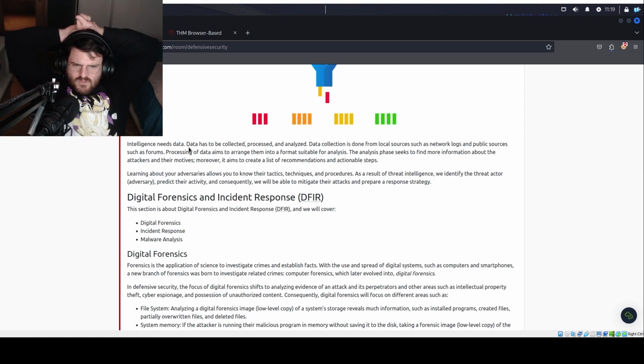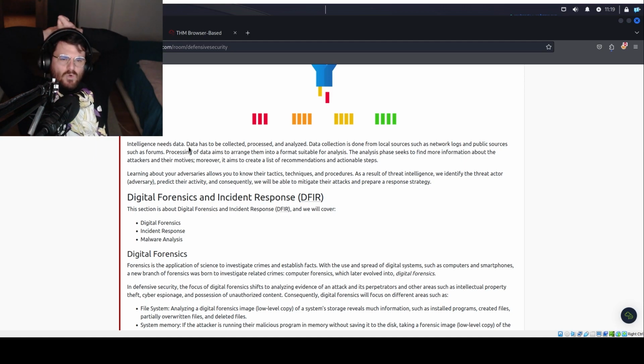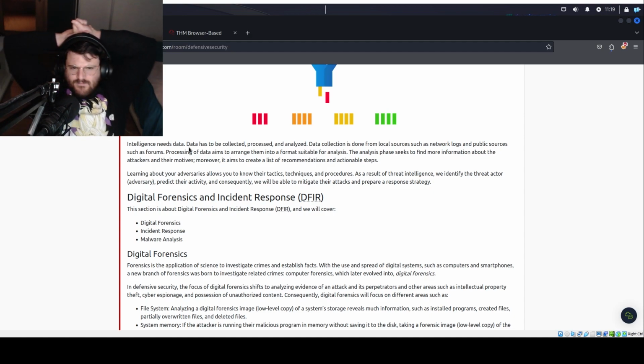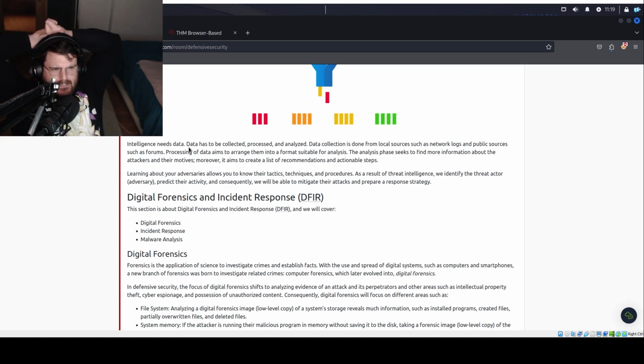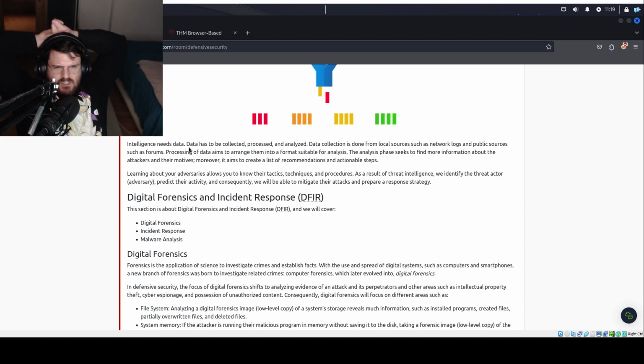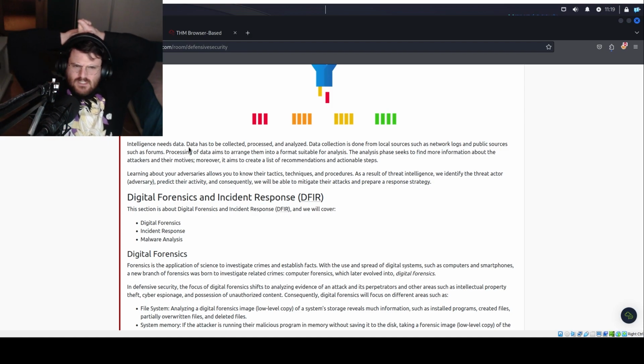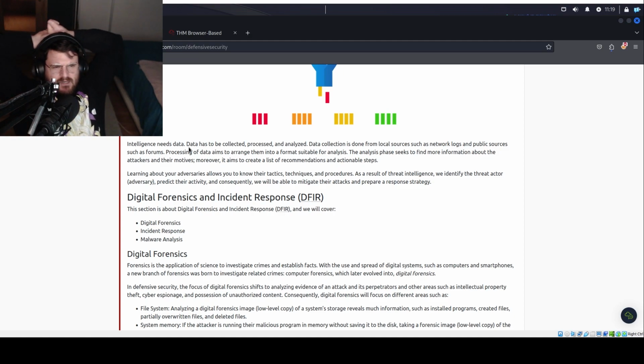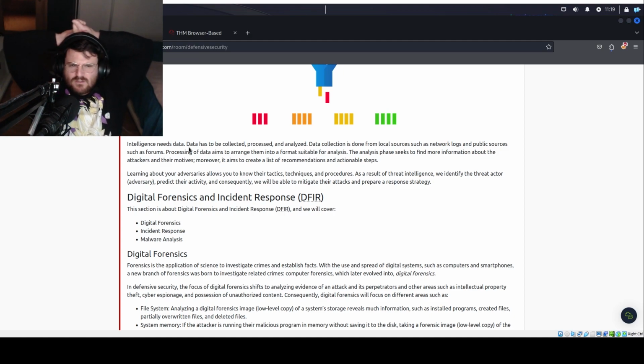Learning about your adversaries allows you to know their tactics, techniques, and procedures. As a result of threat intelligence, we identify the threat actor, which is the adversary. Predict their activity, and consequently, we will be able to mitigate their attacks and prepare a response strategy.